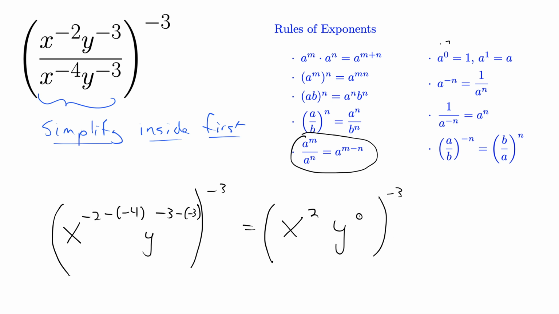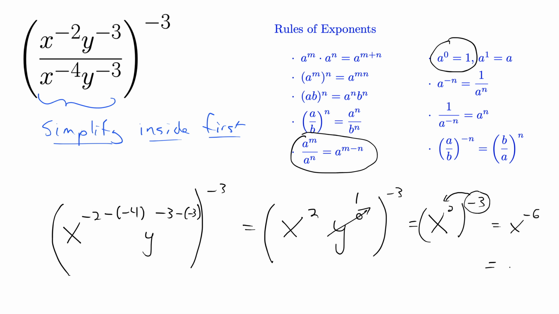Well, remember from this property up here, we have y to the 0 equals 1. So really this is just x squared all to the negative 3. Now see how nice that is? Now that we finally simplified inside these parentheses, we can bring this negative 3 inside. It's much simpler than doing it at the beginning. Okay, so that gives us x to the negative 6. But remember, we don't want to have any negative exponents in our answers, so this will be 1 over x to the 6th.